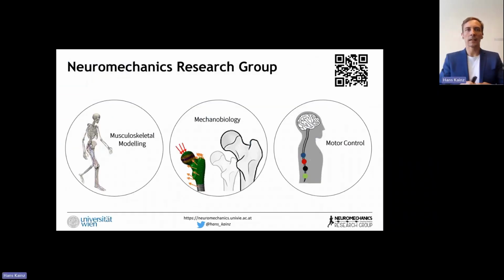So very briefly, as Lisette already said, I'm from the University of Vienna. I'm the head here of the Neuromechanics Research Group, and my group focuses on 3 research lines. One is more the musculoskeletal modeling, the second one is mechanobiology, and the third one is more on motor control. The presentation I prepared for today focuses more on the middle part, so on the mechanobiology, but as you will see, it's also very much influenced by the musculoskeletal modeling part.